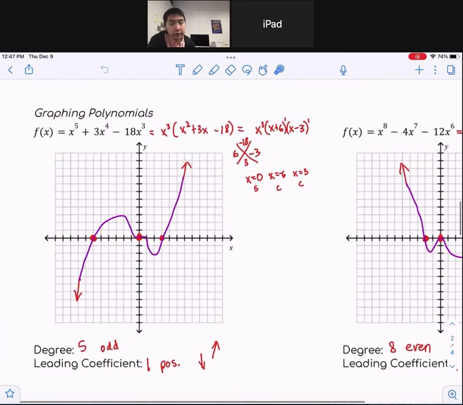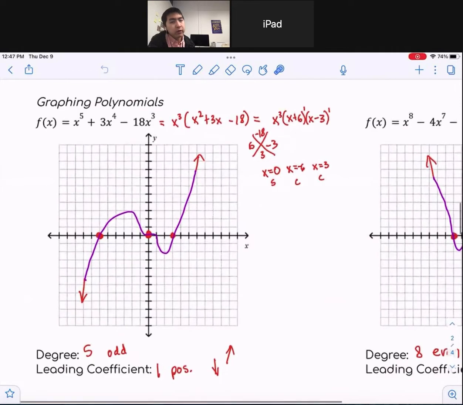Now this one's interesting, you guys, because, well, first of all, it's in standard form, you guys, right? Highest degree to lowest. So our highest degree is 5, that's odd. Our leading coefficient is 1, that's positive. So positive odd looks like this, down and then up. Now to graph this, you guys, you need to factor this. Factor out an x to the third, do x method with this trinomial, and you guys should have gotten x plus 6 times x minus 3.